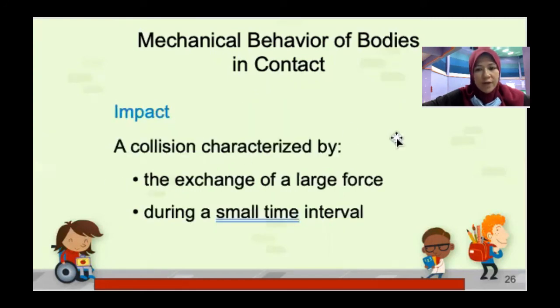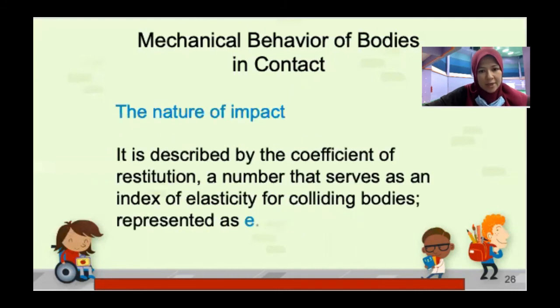the exchange of large force and also the small time interval, macam contoh kita main badminton, kita nak smash, ada berlakunya large forces daripada tangan kita nak jumping kan, tangan kita nak pukul kan dengan laju, and adanya small time interval, time daripada ni sangat pendek. Okay, so berlakulah impact, right?